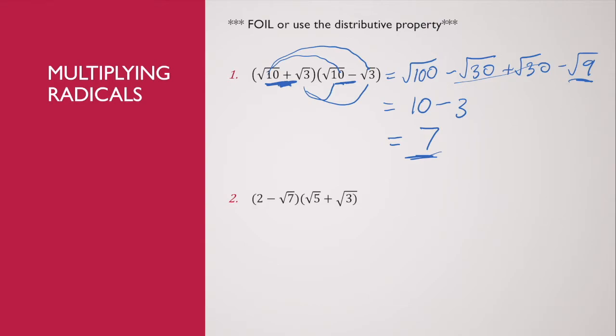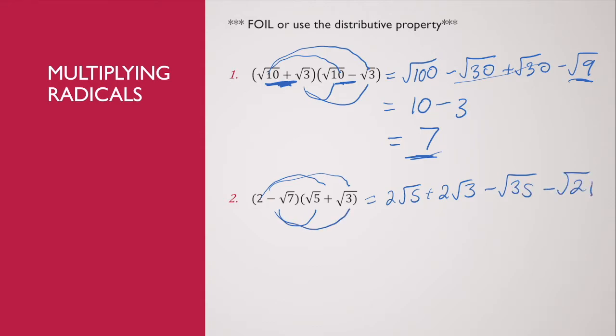Okay, for problem 2, I've got 2 square root of 5 plus 2 square root of 3 minus the square root of 7 times 5, which is 35, minus the square root of 21. And there are no like terms I can combine. I also can't simplify any of these radicals. So that's actually my final answer.